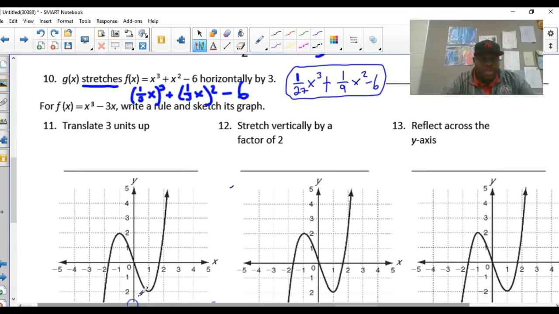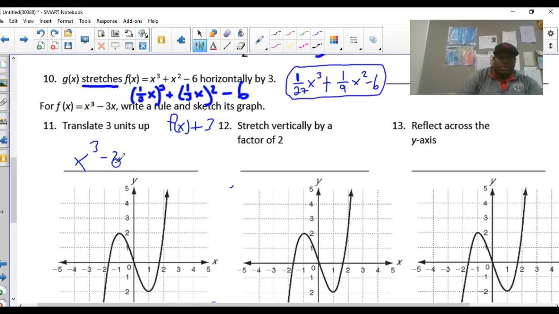All right. Next, we have x cubed minus 3x. Write a rule and sketch its graph. So here's x cubed minus 3. We're going to translate this 3 units up. So what that means is you have f of x, and you're going to add 3 units up. So here's the function f of x, x cubed minus 3x, and we're going to add 3, all right?